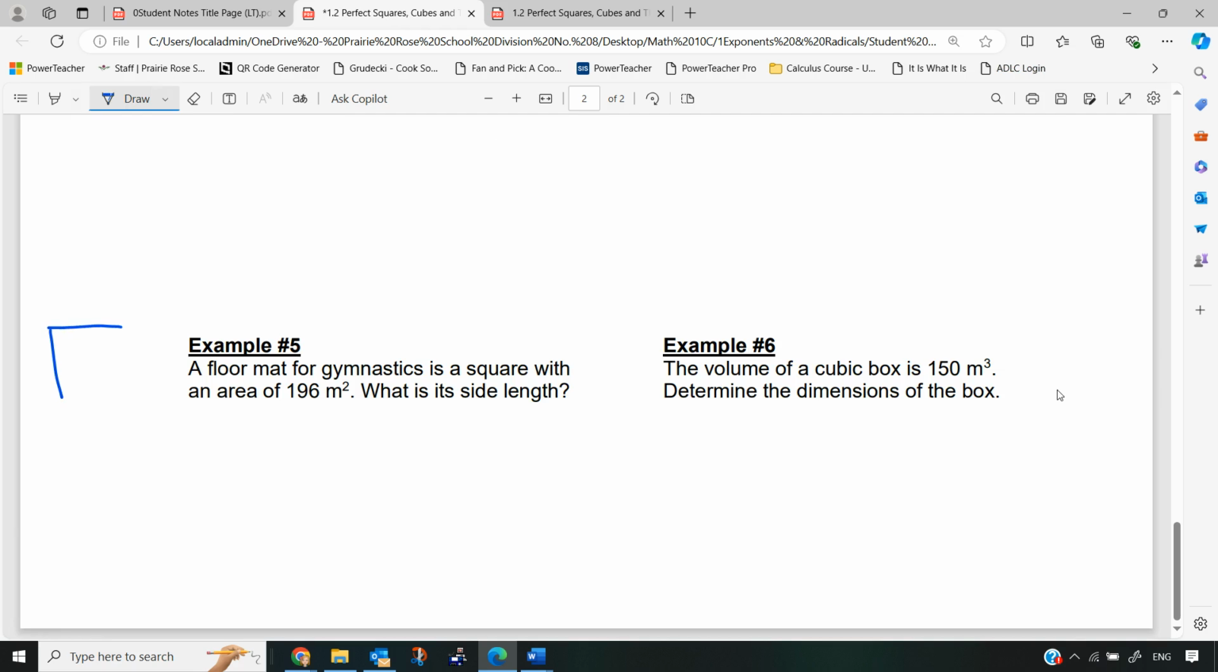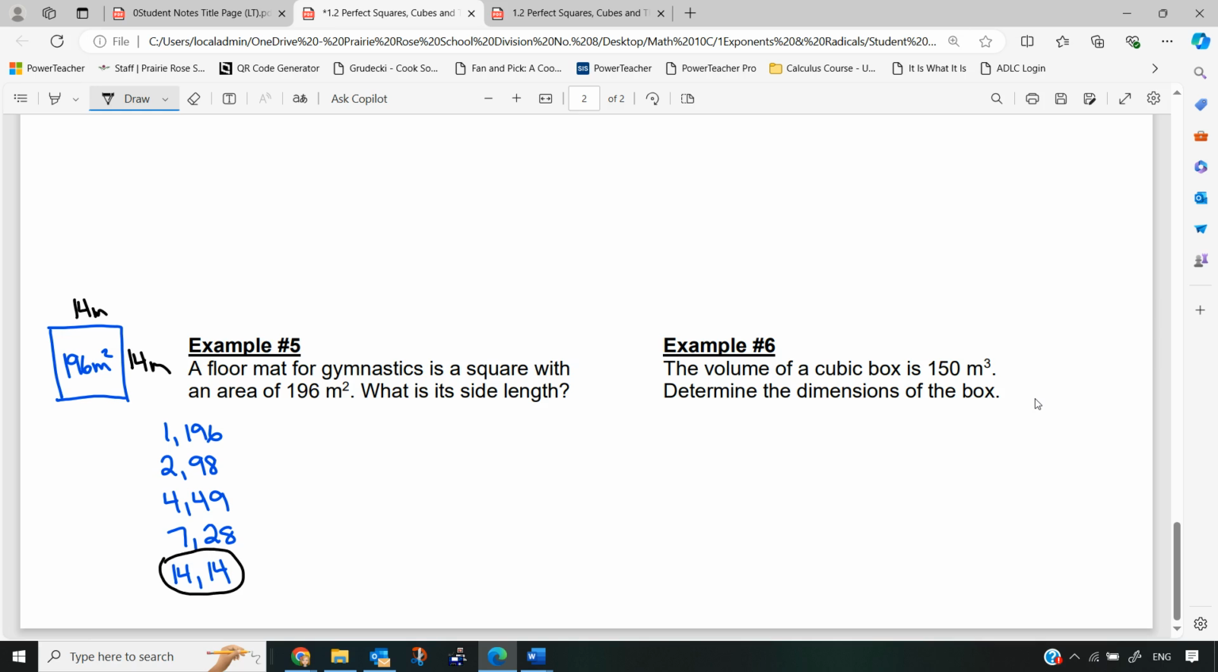So we're going to sketch our square, which means all of our sides are equal, and we've got 196 meters squared. Our challenge is to figure out what the lengths of those sides are going to be. Because this is a square, my sides are the same, so I'm trying to find two identical numbers that multiply to be 196. One way to do that might be to list all of my factor pairs. Well, looking at our factor pairs, we can see that 14 and 14 would be my side lengths. So 14 meters by 14 meters.